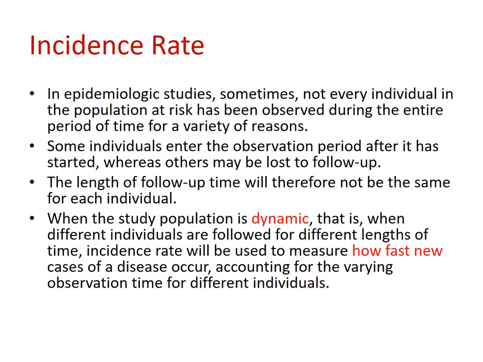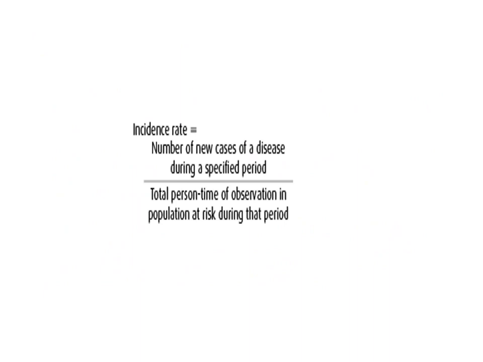If we use a dynamic population, we will measure how fast new cases of disease occur, the rapidity of disease occurrence, adjusting for this variation in follow-up. So incidence rate is the number of new cases of a disease during a specified period divided by the total person time of observation in a population at risk during that period. So for each patient, we will calculate the person time, how many years, how many time points of follow-up for a specific patient, and then we add them together.